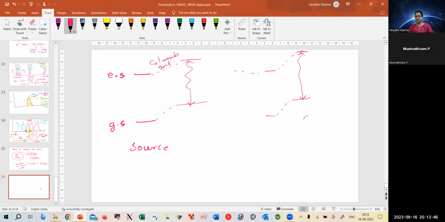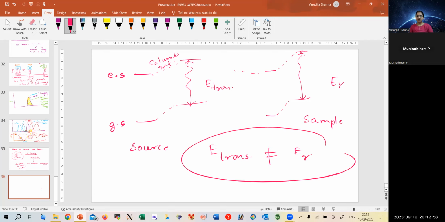So this is for the sample. Now the E transmission and the E gamma for the sample and the source are not equal. Why? Because of the Coulomb interactions. And Coulomb interactions come when the electron interacts with the nucleus.